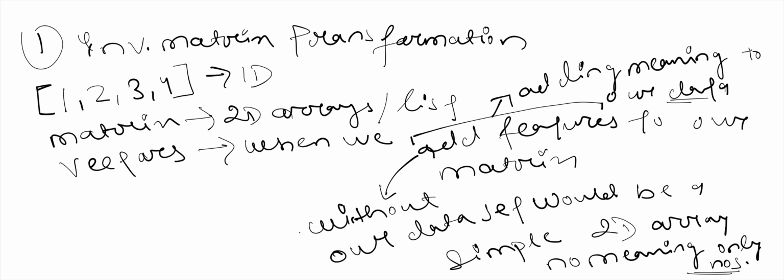If our data doesn't have meaning, how do we know what it is representing, what it's like, why it exists, right? So now let's talk about the input data and how inverse multiplier transformation works.